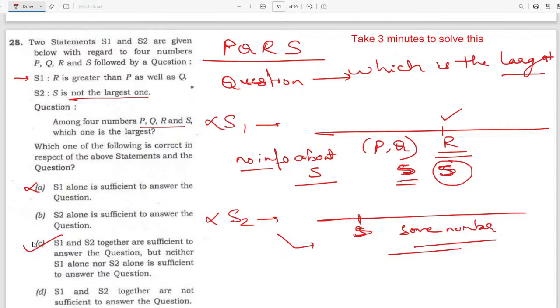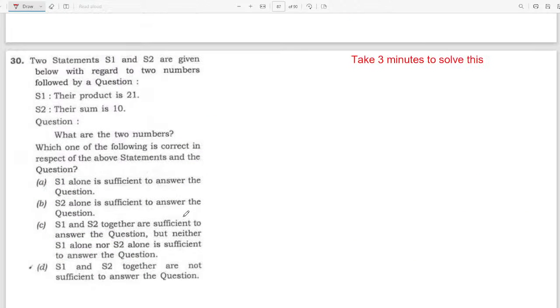For people who have got option D, is it clear? If you have any doubts, you can ask. So take 3 minutes to solve this question. Or 1.5 minutes. Take 1.5 minutes to solve this.